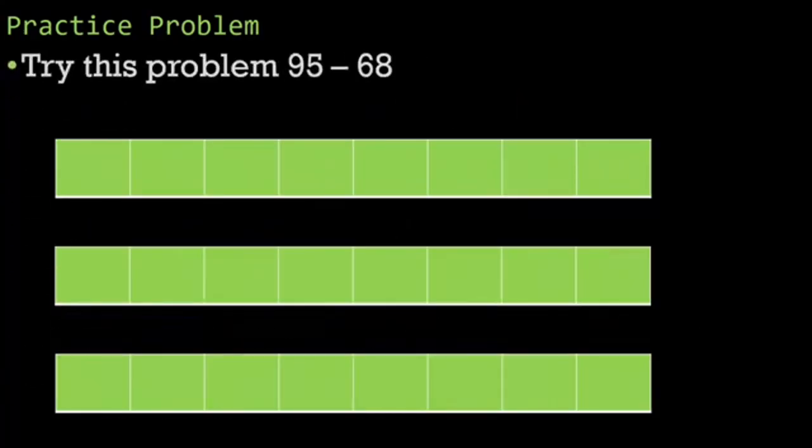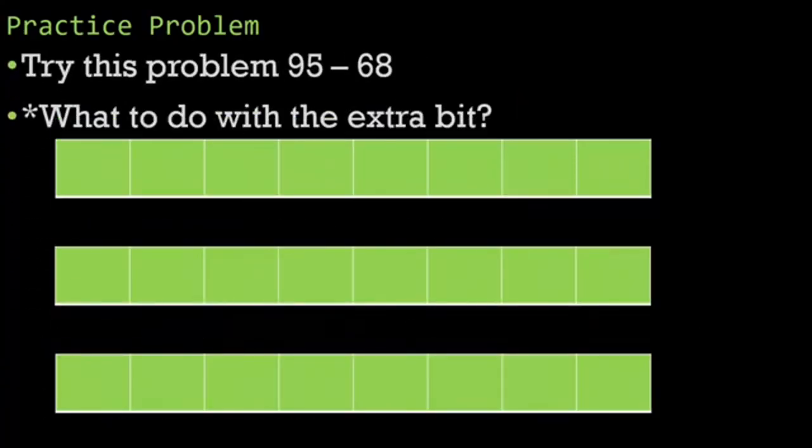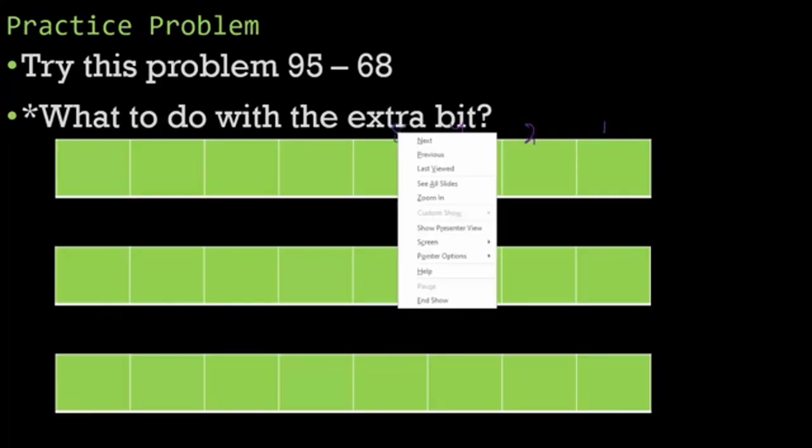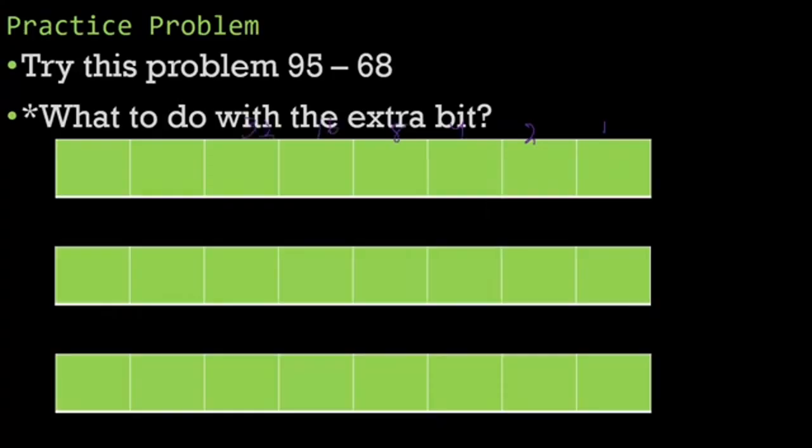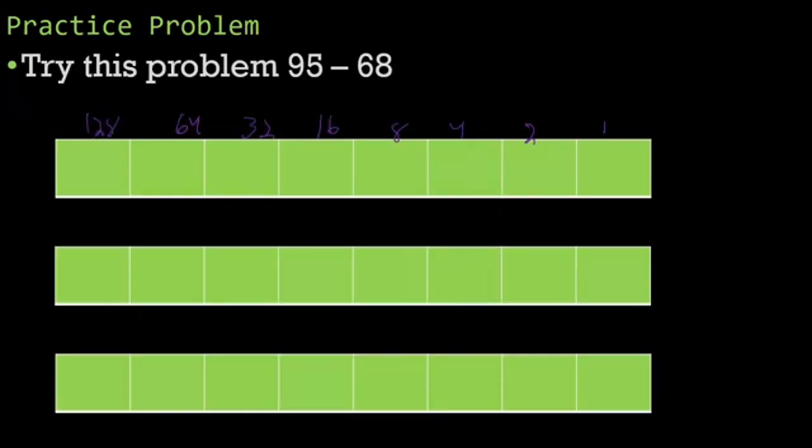So we know that this answer is correct. All right, let's move on to another one. 95 minus 68. What do we do with an extra bit? So in this one, if I planned correctly, we should wind up with an extra bit. So what I'm going to do is 1, 2, 4, 8, 16, 32, 64, 128. I'll move this back so we can see it. And then this is a negative 128.